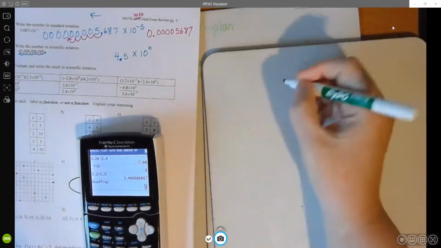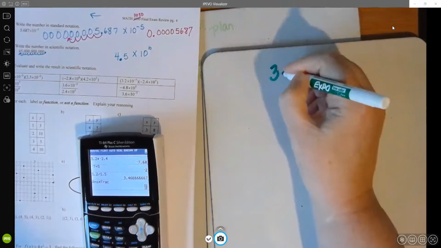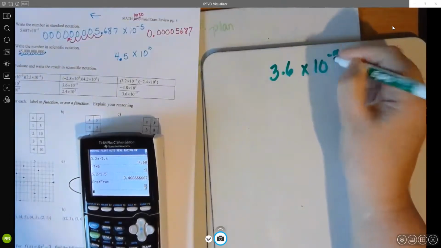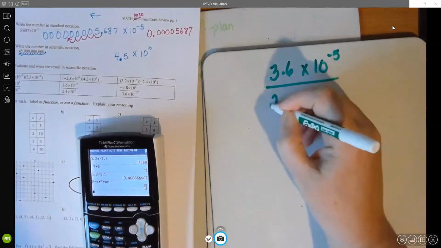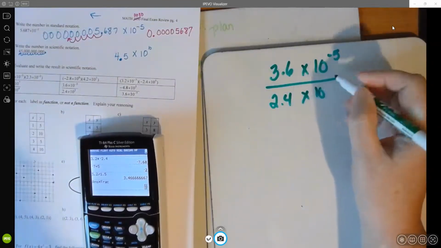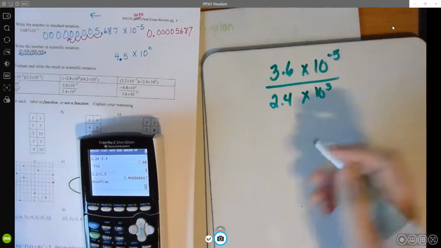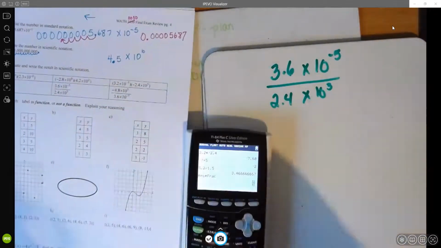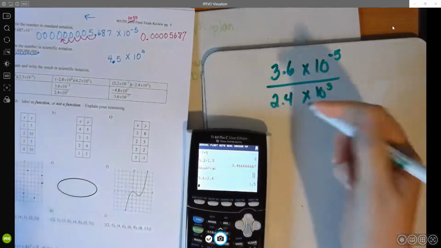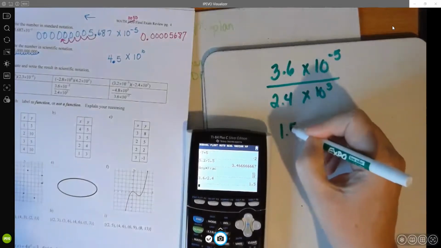Okay, let's look at the next one. 3.6 times 10 to the negative 5th over 2.4 times 10 to the 3rd. Again, take your calculator and do the arithmetic. 3.6 divided by 2.4 should be 1.5.